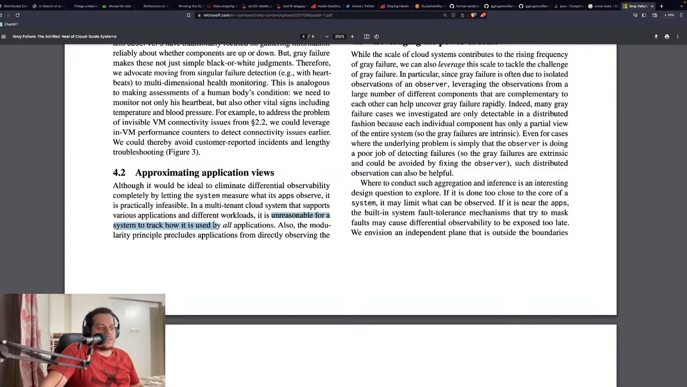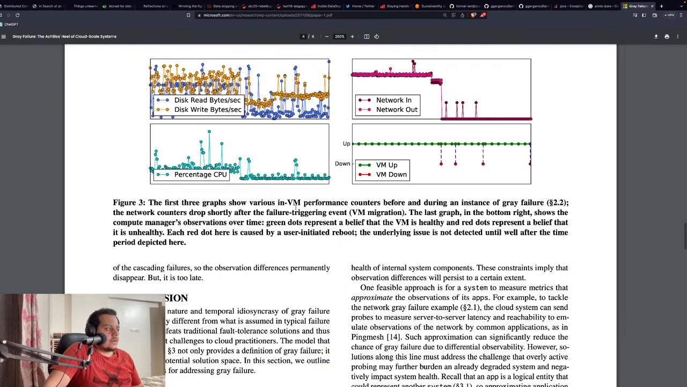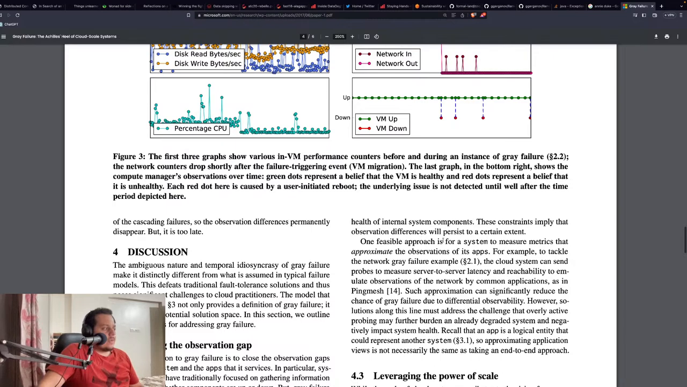It is unreasonable for a system to track how it will be used for all applications. That's correct. So one feasible approach is to measure metrics that approximate the observations of its apps. For example, to tackle the network gray failure, the cloud system can send probes to measure server-to-server latency and reachability to emulate observations of the network by common applications, as in Pingmesh. Such approximation can significantly reduce the chance of gray failures due to differential observability.